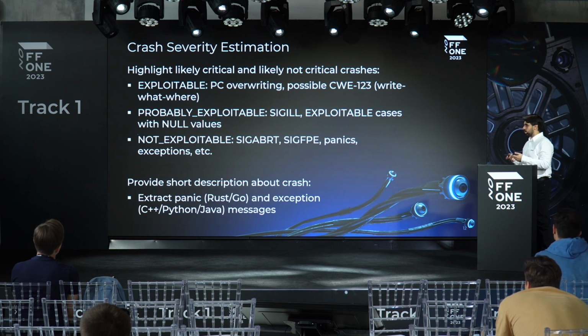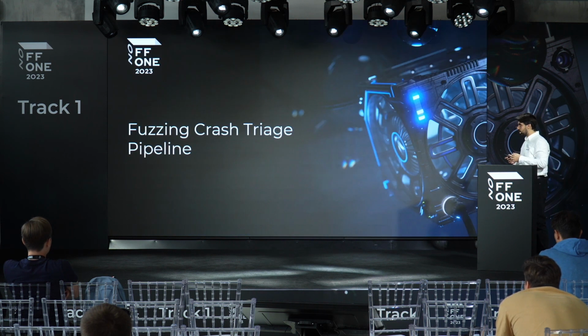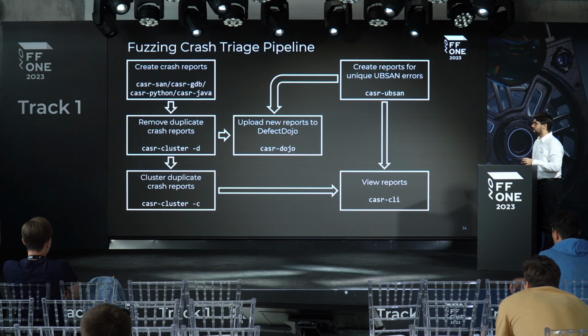As for the third bullet, for instance, not exploitable things will not cause security breaches, so it's not a top priority. As far as exceptions are concerned, in Rust, Go, C++, Python, and Java, there are some useful messages that contain semantics on the crashes, so we can extract that data and include it in the report.